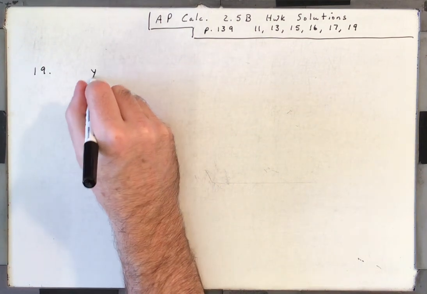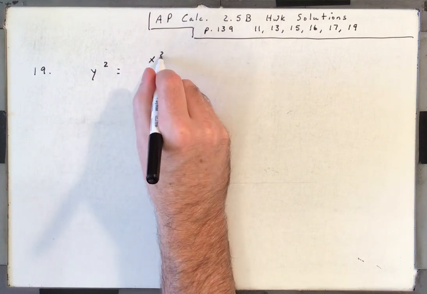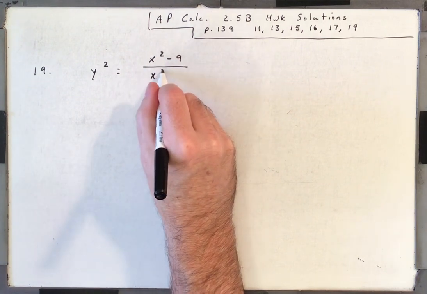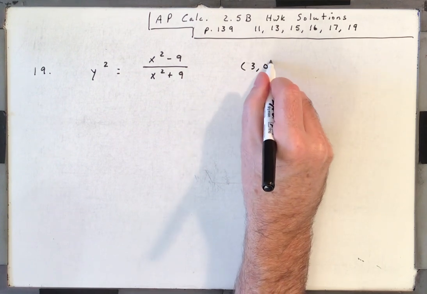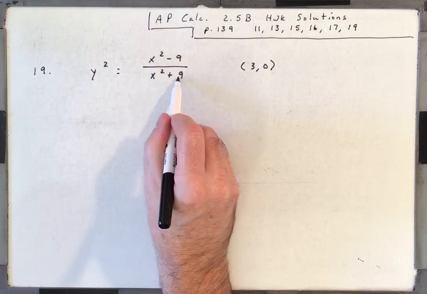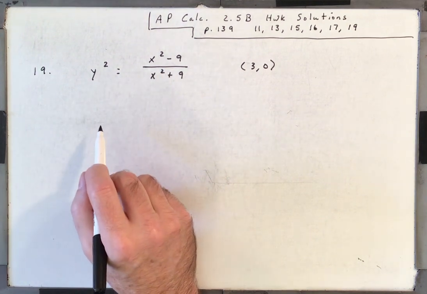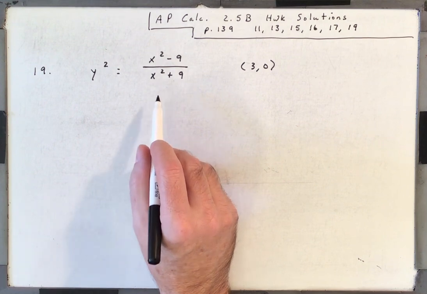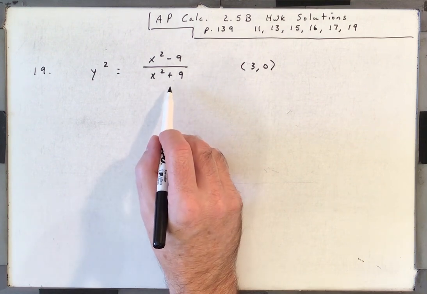Okay, we have y squared is equal to (x squared minus 9) over (x squared plus 9), and we've got to evaluate at the point (3, 0). There's a couple different ways you could do this. You could bring that x squared plus 9 over here, multiply it by the y squared, and not have to do the quotient rule. Or you could do it with the quotient rule. Either way is kind of a mess, but I typically like to avoid the quotient rule. So I'm going to try it.